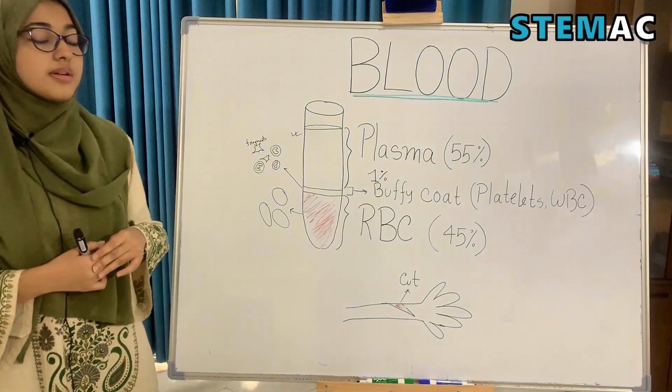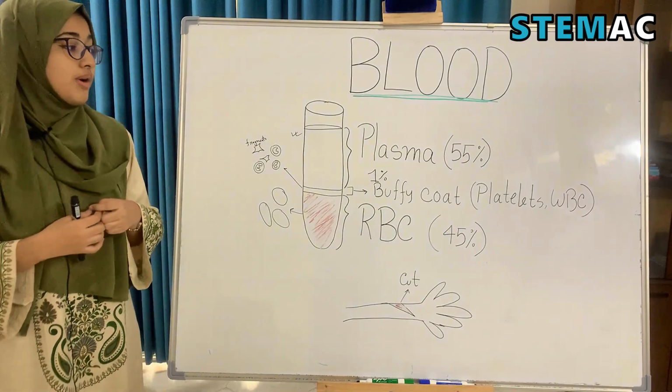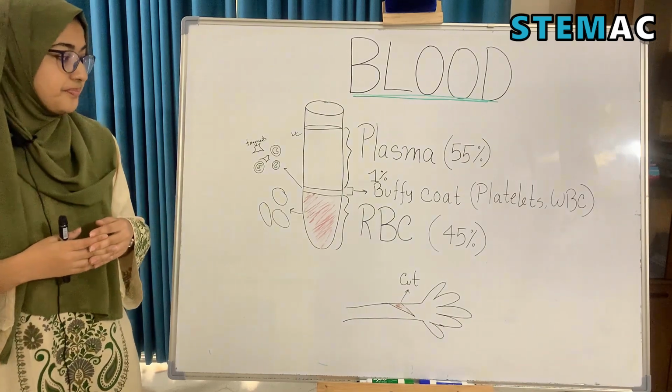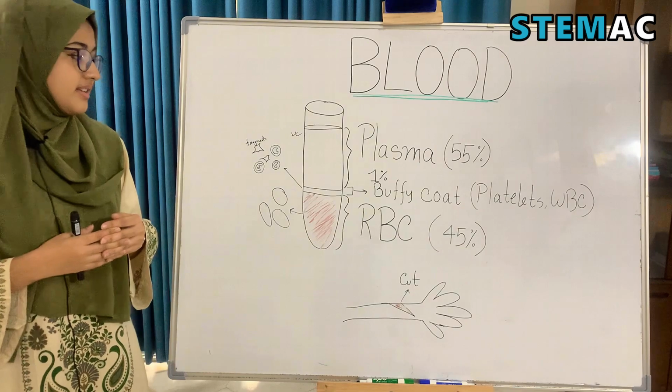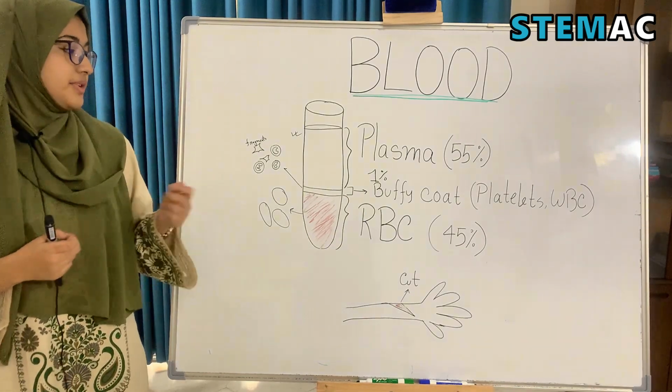Then we are going to talk about white blood cells. So what do they do in the circulatory system? White blood cells help to fight against diseases and pathogens. So when you are attacked by a pathogen or disease, they will help you.